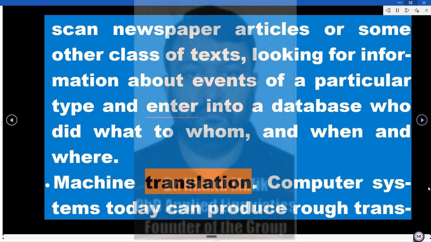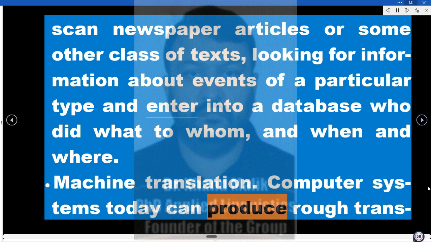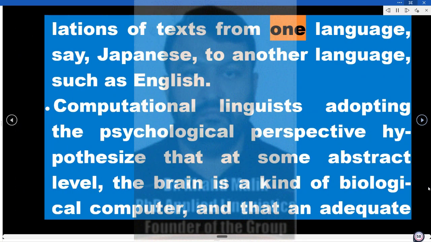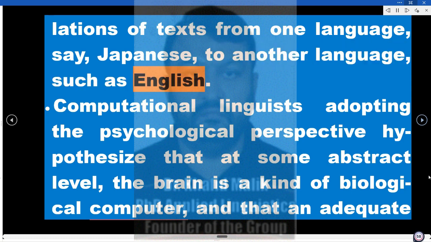Machine translation. Computer systems today can produce rough translations of texts from one language, say, Japanese, to another language, such as English.